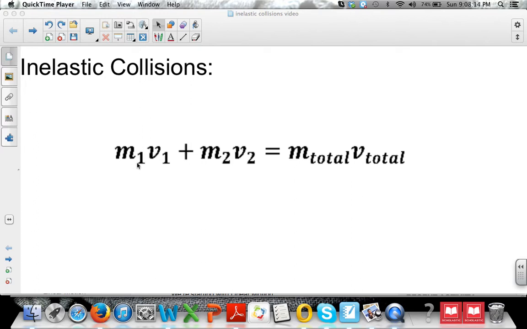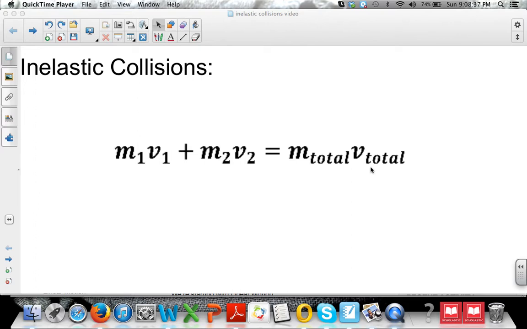So anyway, mass 1 and velocity 1, that's for the one object. Mass 2 and velocity 2, that's for the second object. These are momentums. It's the conservation of momentum. That was in your notes. So the momentum of the two objects to start, this side on the left, has to be the same as the momentum after. That can't change.